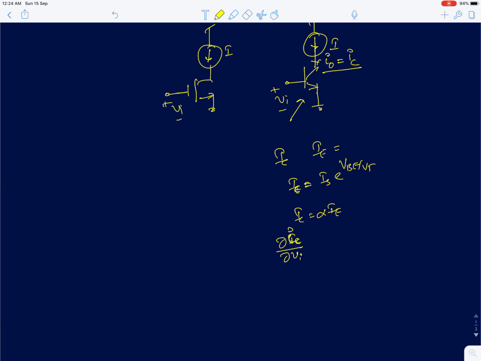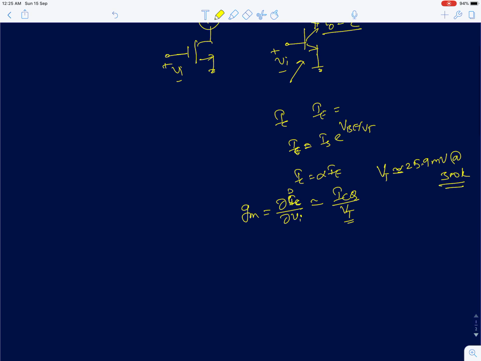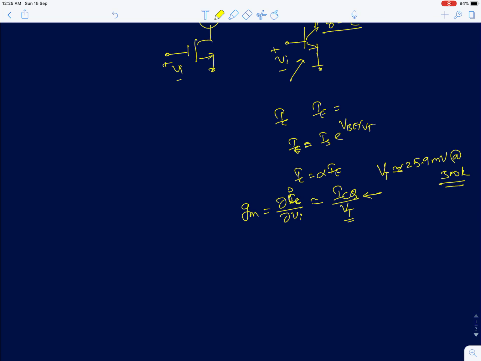So I am interested in finding dou IC by dou Vi, which is the transconductance of the BJT amplifier. It can be very easily shown to be ICQ upon VT, where VT is the thermal voltage, which is approximately 25.9 millivolts at 300 Kelvin. So here the gm is linearly dependent upon the collector current.